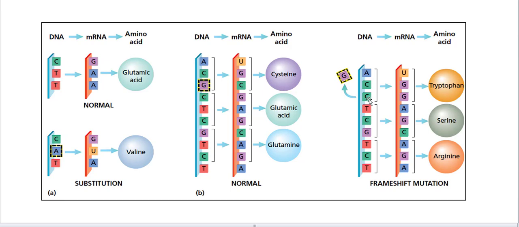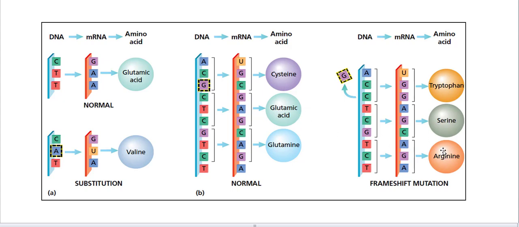While when the G or guanine is removed from the DNA sequence, the mRNA has been changed. 3 different codons form 3 different amino acids. Cysteine changed to tryptophan, glutamic acid changed to serine, glutamine changed to arginine. So this polypeptide contains abnormal amino acids compared to the normal amino acids.